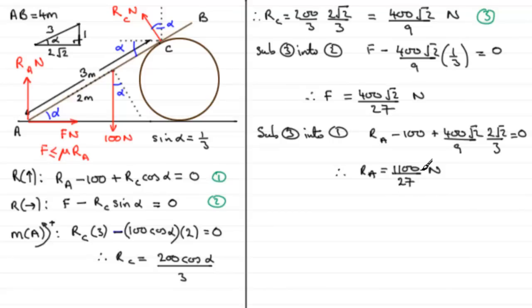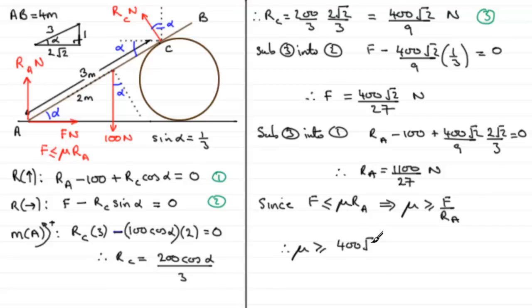So we've now got all that we need. We can go back to this equation here. Since F, the frictional force, must be less than or equal to mu RA, if we rearrange this for mu, it follows that mu must be greater than or equal to the frictional force F divided by RA. So mu must be greater than or equal to F, which is 400 root 2 over 27, all divided by RA, which we've got here as 1100 over 27. If you work that out, mu has to be greater than or equal to 4 root 2 over 11.